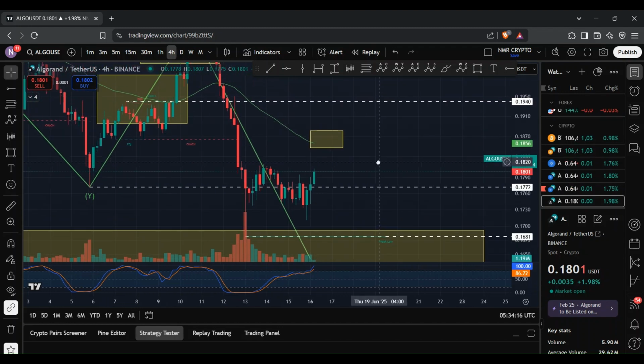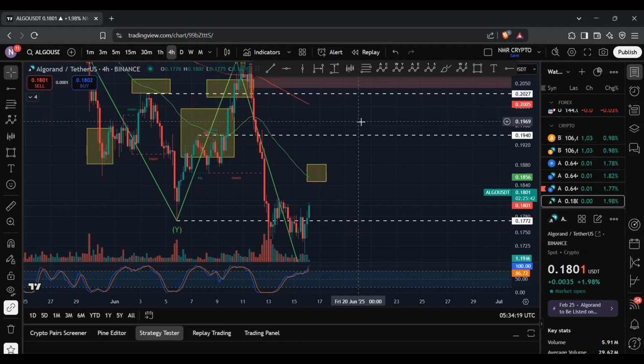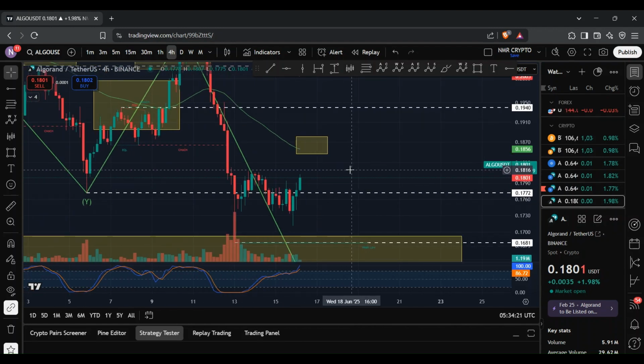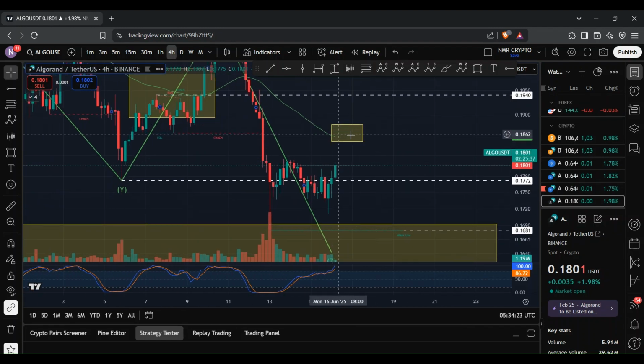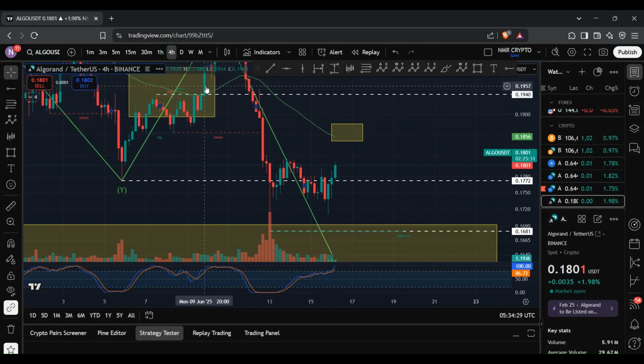And what you can also see is we are still trading below the 50 and 200 DMA on the 4-hour chart, and so we are still slightly bearish. But again, the next key target will be for Algo to retest that 50 DMA, which sits at 18.56 cents, which more or less aligns with the 200 DMA on the hourly chart.